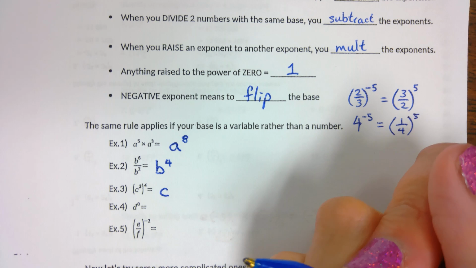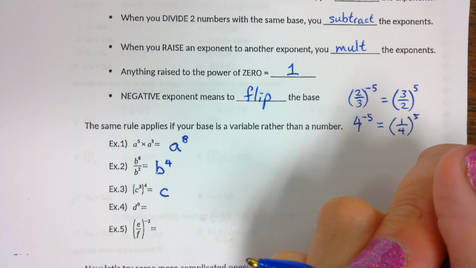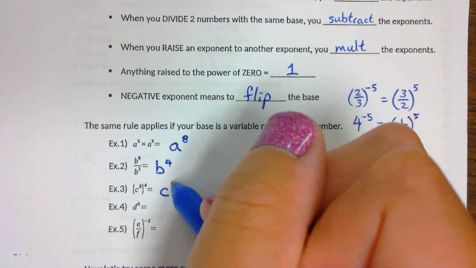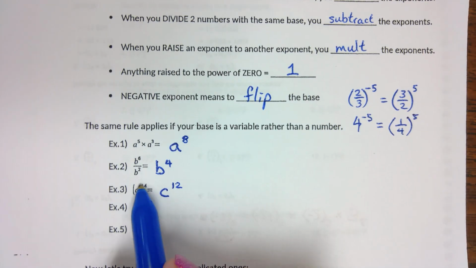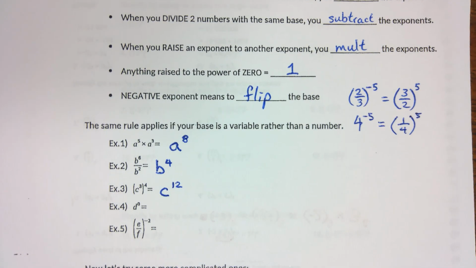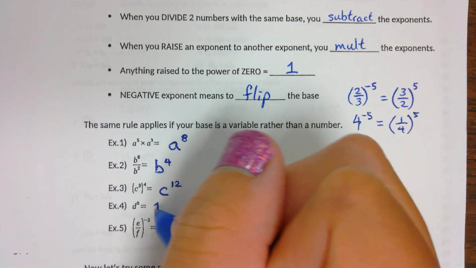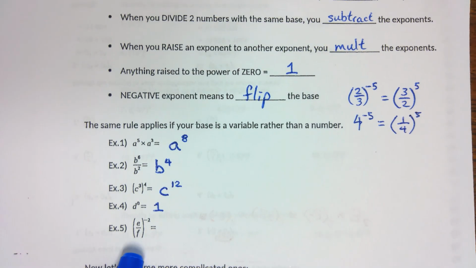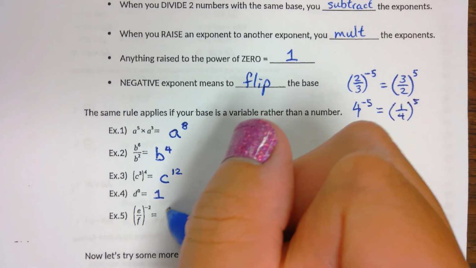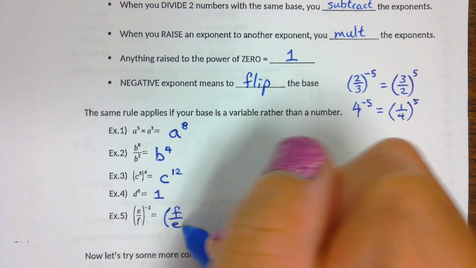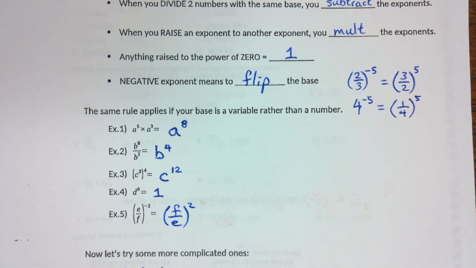Yeah. It's gonna be negative 2 and then 12. C to the power of 12. Right? Not negative, just the C. Okay, your base stays the same, and you're multiplying the exponents. Okay, d to the 0. Yeah, 1. Yeah, anything to the power of 0 is 1. And then what about this one? E over f to the negative 2. Derek? Over E squared. Yeah, that's it, with a positive 2.